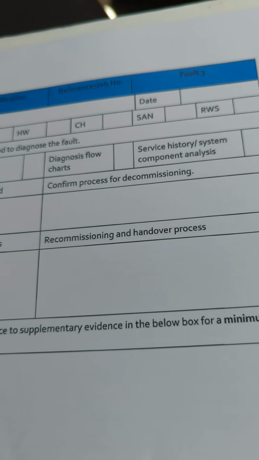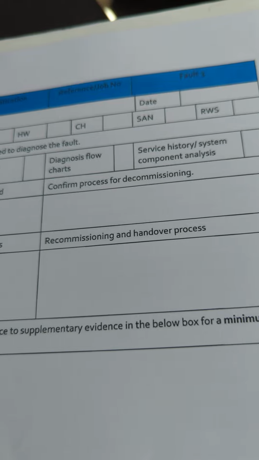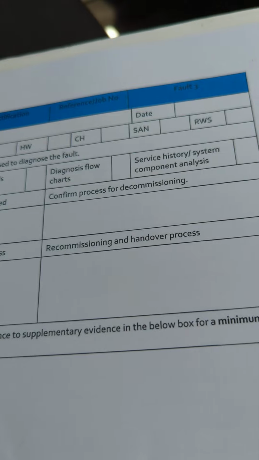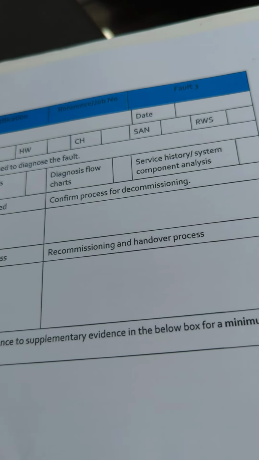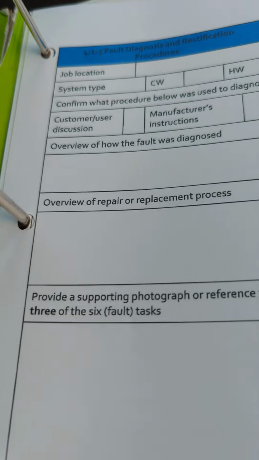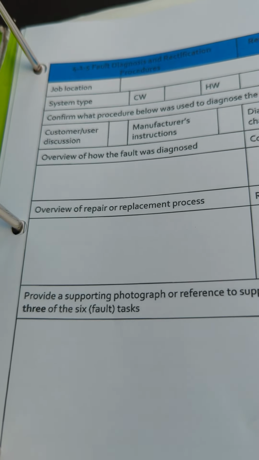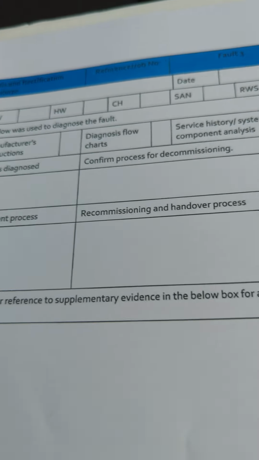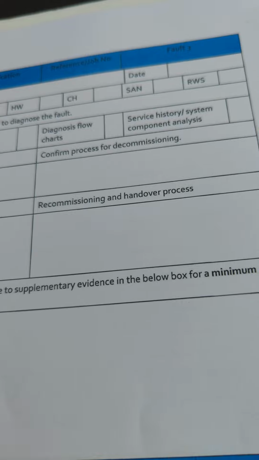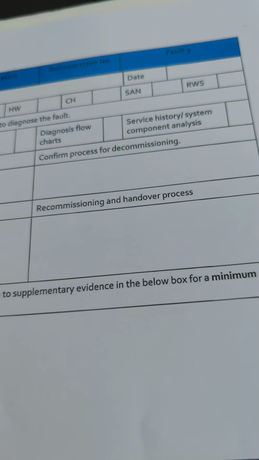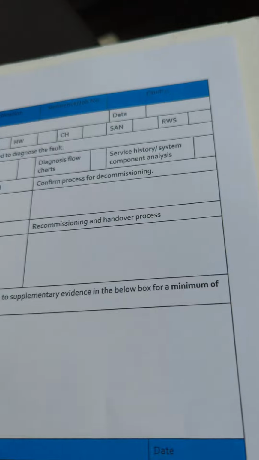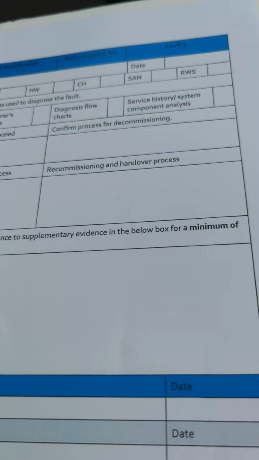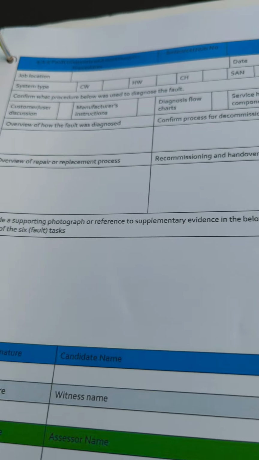Over here, confirm process for decommissioning. So how did you decommission the system to be able to undertake the replacement of the component part or something along those lines? Overview of the repair or replacement process. A little explanation as to how you actually did it, and then how you've brought it back into operation. All right, so recommissioning, bringing it back into operation, checking it works, and then handing it over to the customer, letting them know how that is now working and if there's any changes to the operation procedure because you've put a new part on.